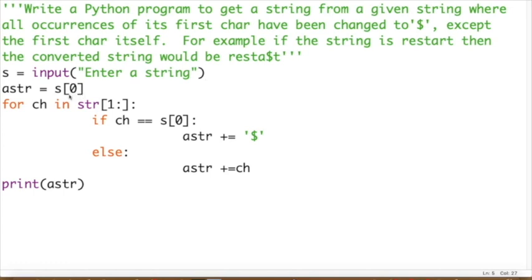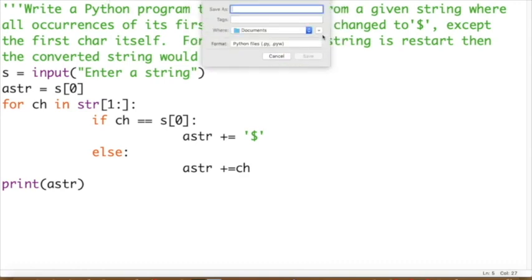Now you should observe that S at 0 signifies the first letter, which is being initialized to Astr. The first letter of the string is initialized to Astr so that you can begin with the first letter remaining untouched. Then in the rest of the string, starting from the second letter, index one, up to the last index. Since we are not mentioning the last index in the slicing, it will go up to the last character. We iterate ch through the whole string, starting from the second letter, and the letter is compared with the first letter of the given string. When matched, it is replaced with a dollar symbol, that is, Astr is concatenated with a dollar symbol, otherwise it is concatenated normally with the incoming letter. One point to understand is that we are not changing S.